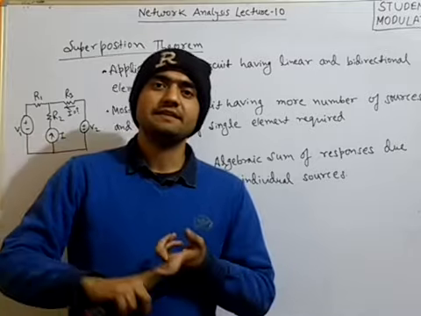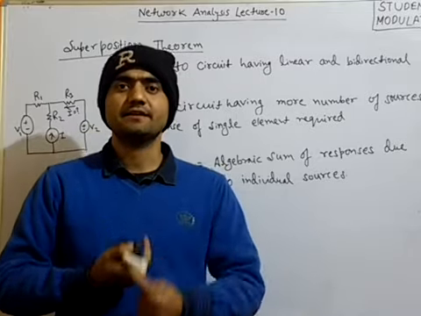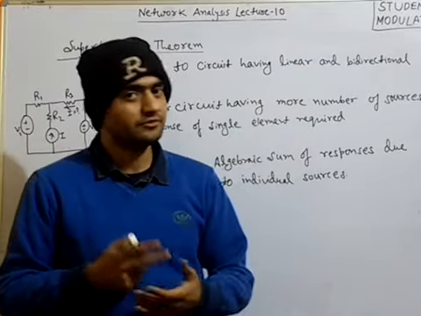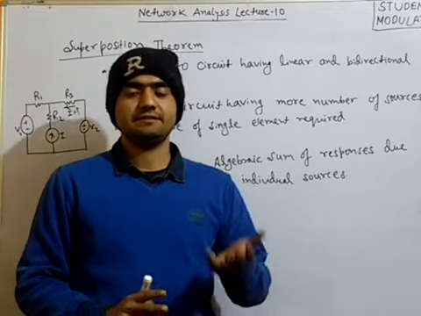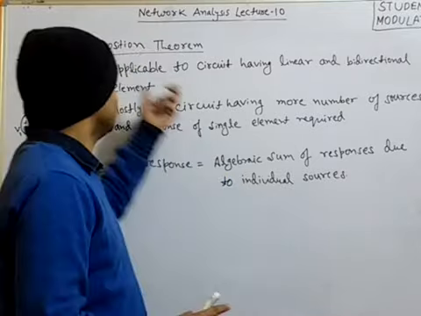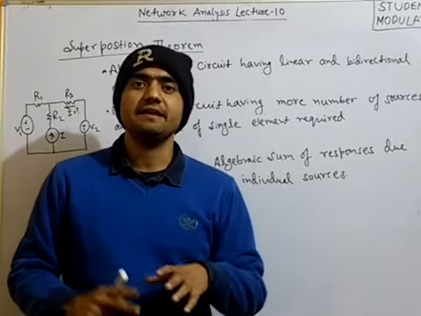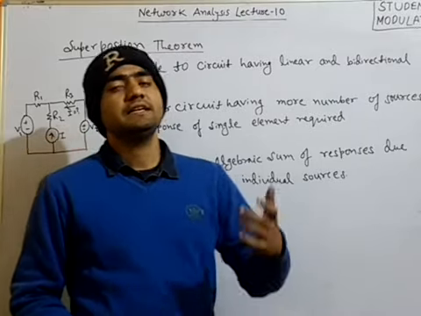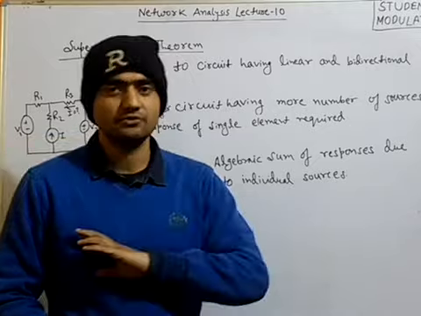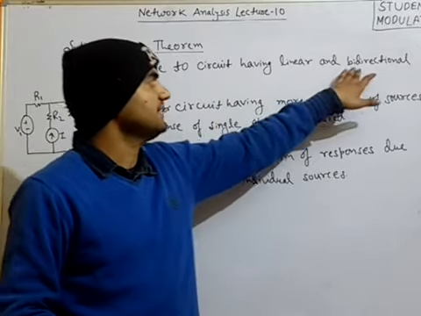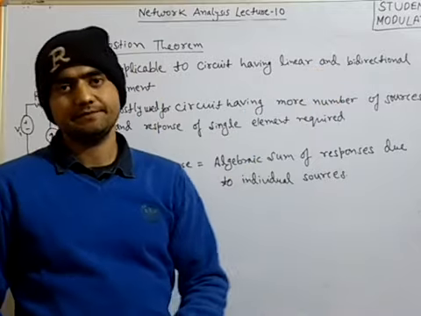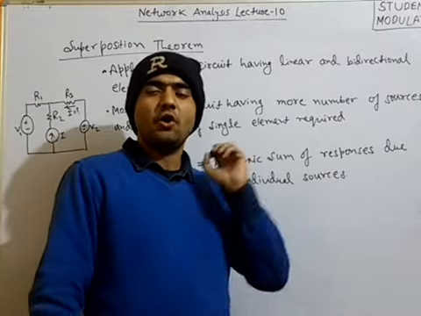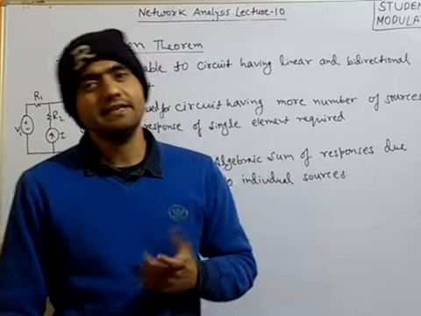The elements that we have studied, resistance, inductance and capacitance, all lie in this category of linear and bidirectional elements. So for a circuit having resistance, inductance, capacitance, the superposition theorem will be applicable. But for a circuit having a diode or BJT, the superposition theorem is not applicable, because that type of circuit is not bidirectional or linear. So the first fundamental is clear: it is applicable only to circuits having linear and bidirectional elements.